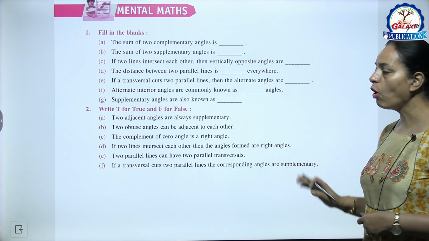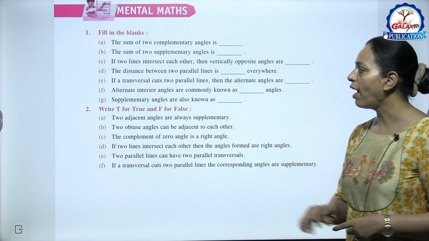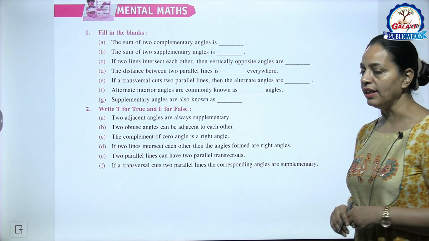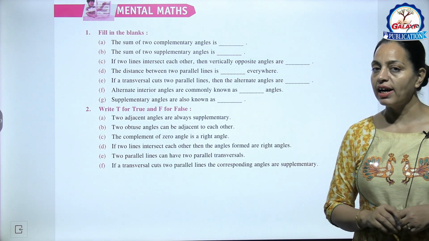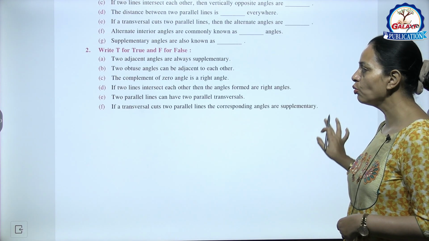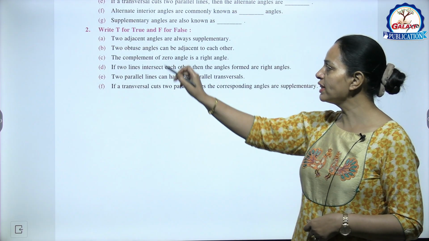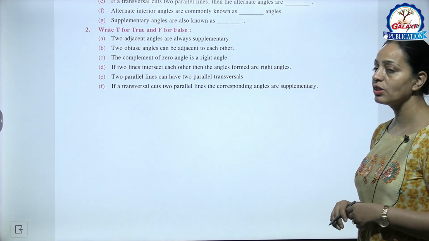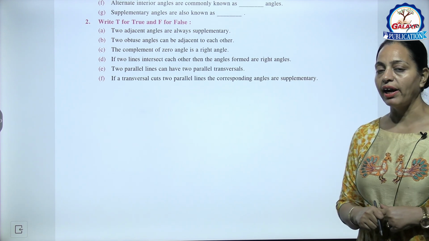Now this is the time of mental maths. Question number 1, filling the blanks. A part, the sum of two complementary angles is 90 degrees. B part, the sum of two supplementary angles is 180 degrees. Similarly, you can try the rest of the parts. Question number 2, write T for true and F for false. Like A part, two adjacent angles are always supplementary. No, this is not true. This is false. Similarly, you can try the rest of the parts.